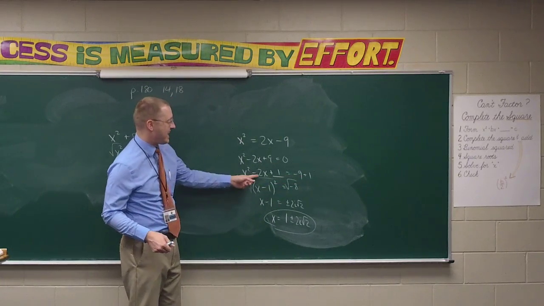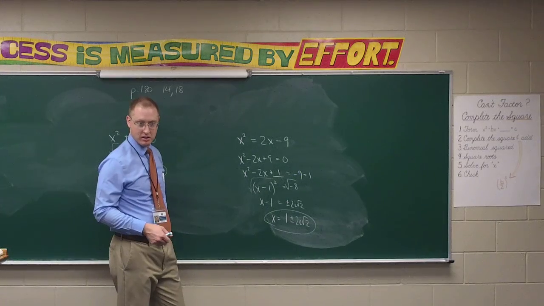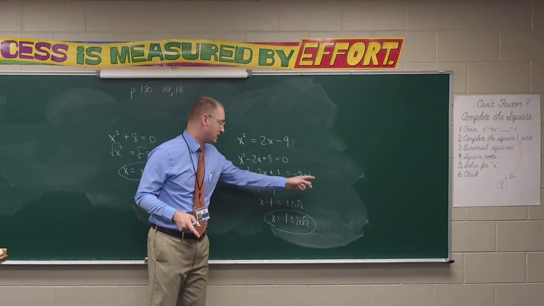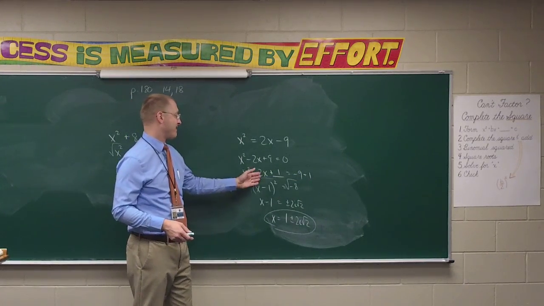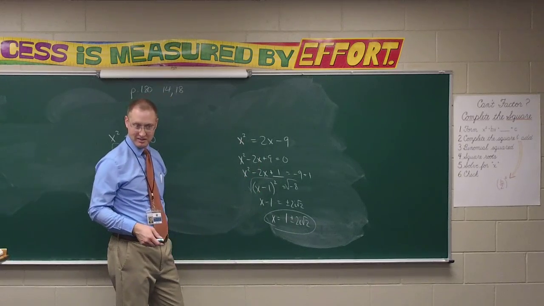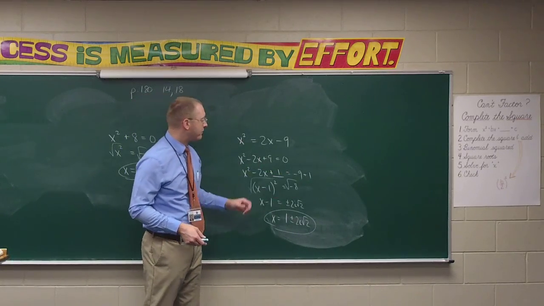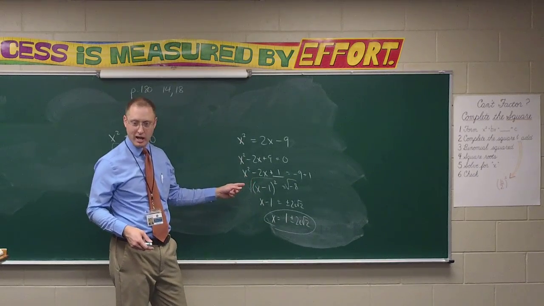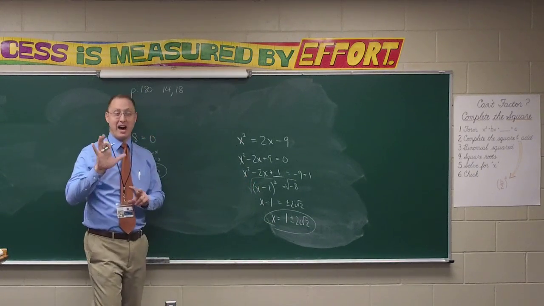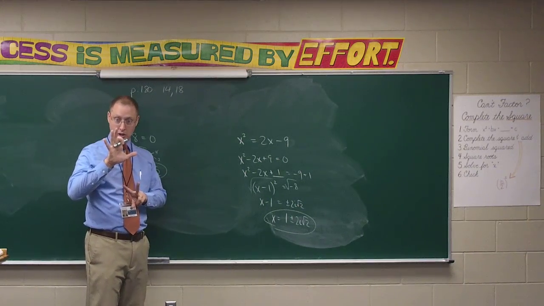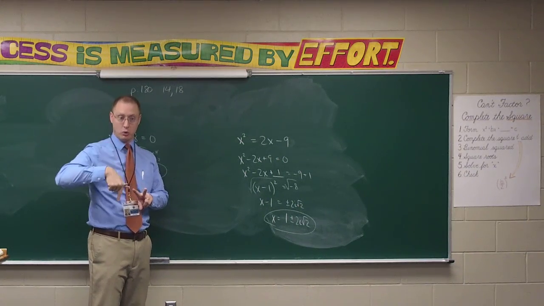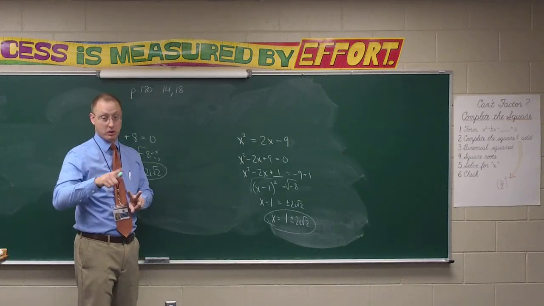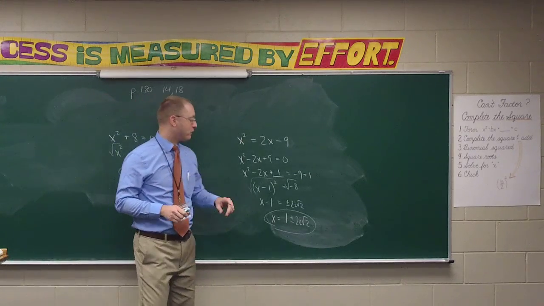What if it was a 10? 25 on both sides. What if it was an 18? 81. What if it was a 5 right here? You cry, exactly. Just kidding. Half of 5 is 5 halves. You do a 25 fourths. You would avoid the decimal at all costs. Fortunately, it was an even number.